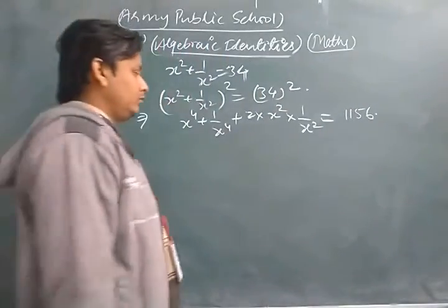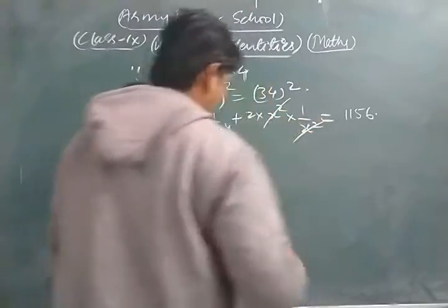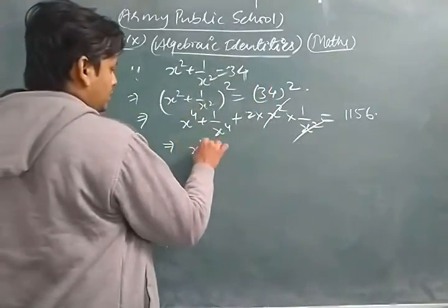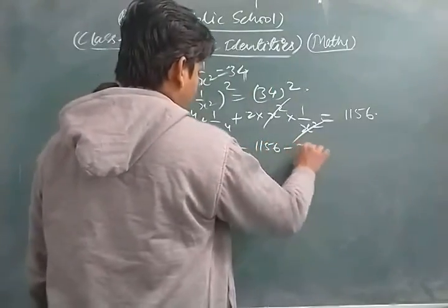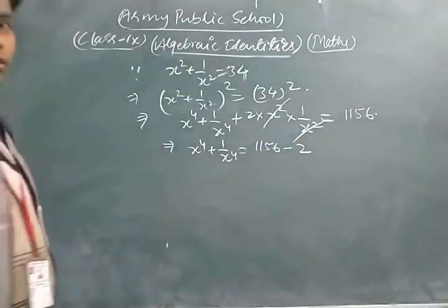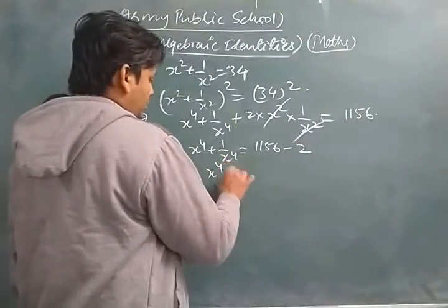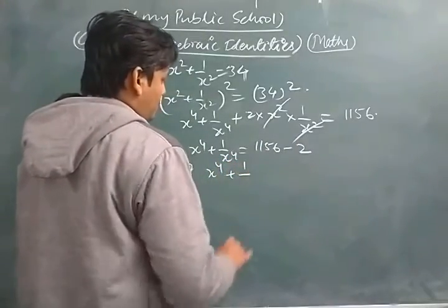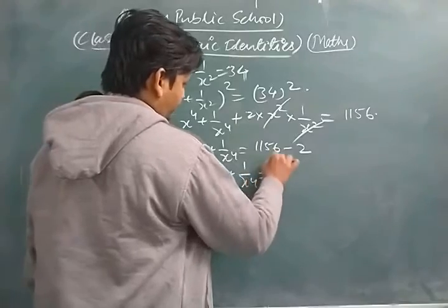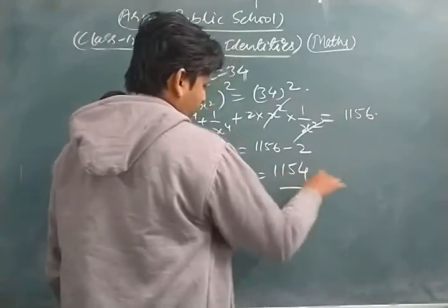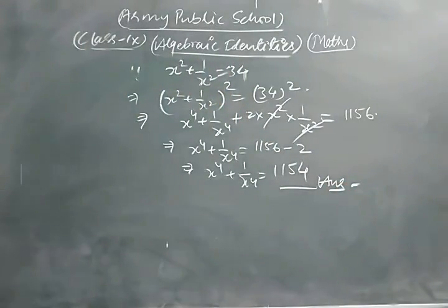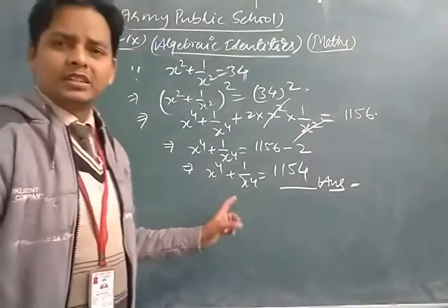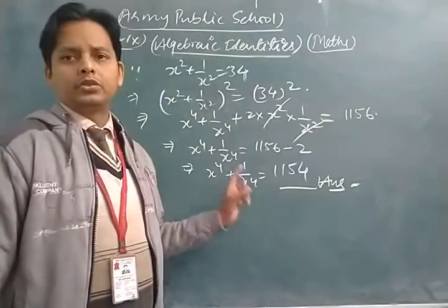Now what do I do? Look, from there x square into 1 upon x square will cancel each other. So thus the value of this is 1156 minus 2. This is the required solution of the given question.